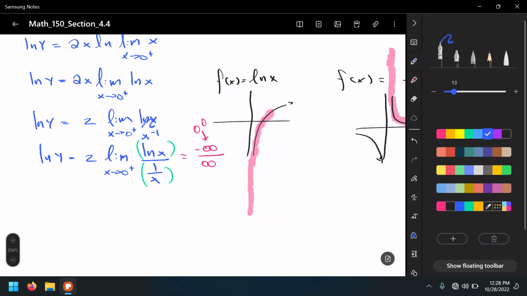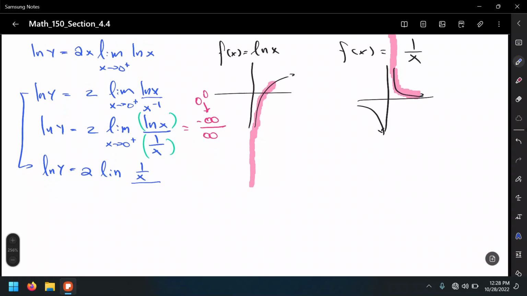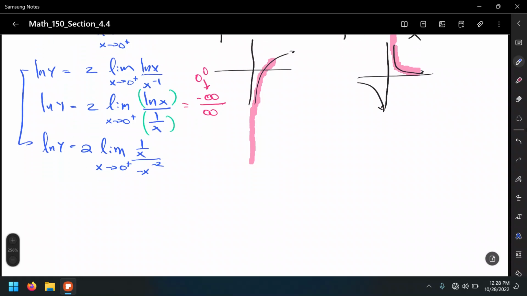I'm going to use L'Hopital's rule not from this version, but from the previous one. So ln y equals 2 times the limit. What's the derivative of ln x? 1 over x. What's the derivative of x to the negative 1? That's negative x to the negative 2, as x approaches 0 from the right. Let's simplify this. I'm going to take this negative out of the limit and multiply it with the 2.